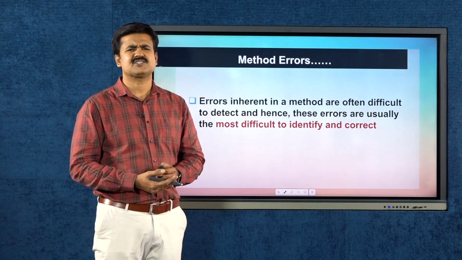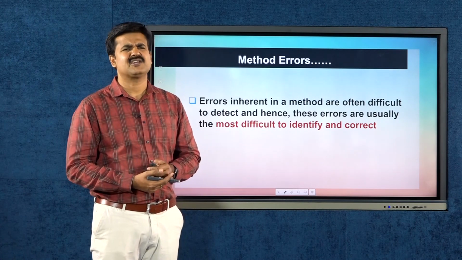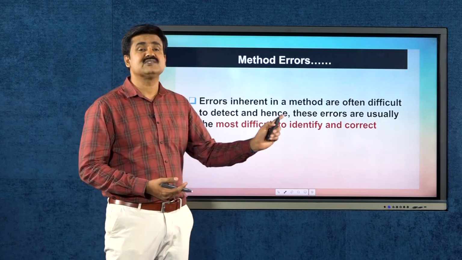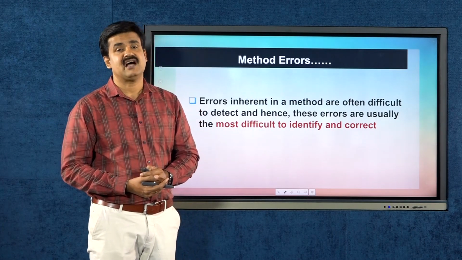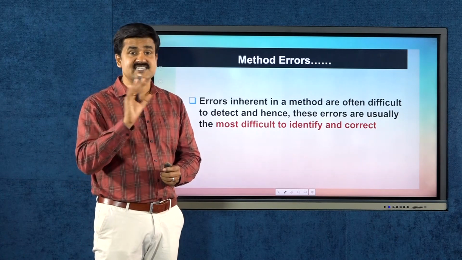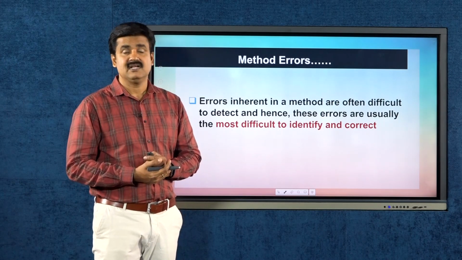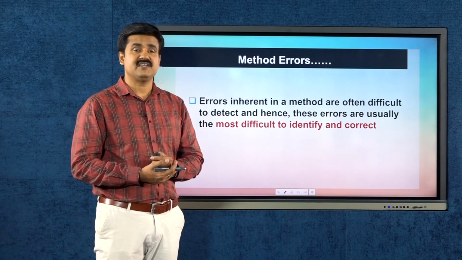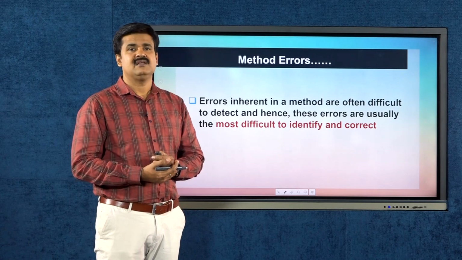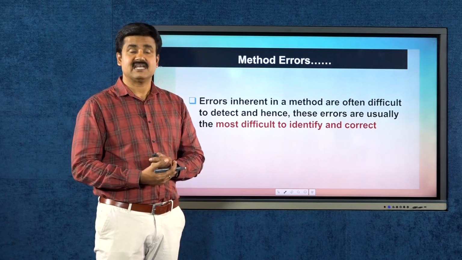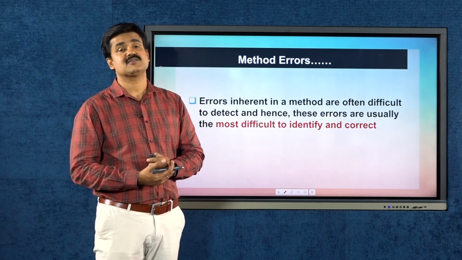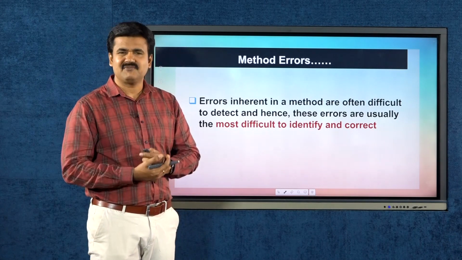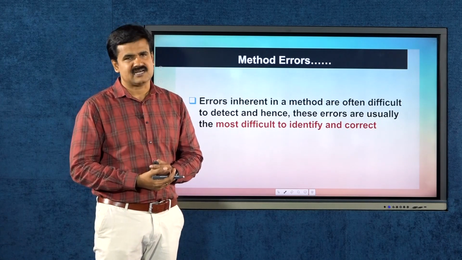Compared to personal and instrument errors, these method errors are difficult to find out. And hence, these errors are usually most difficult to identify and correct. We know in general about the systematic errors that the systematic errors can be identified, the source can be predicted, you can rectify it to some good extent, but among the three kinds of systematic errors, that is personal, method and instrumental errors, the method errors are most difficult to identify and correct.